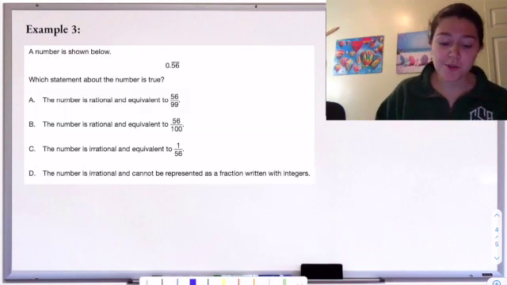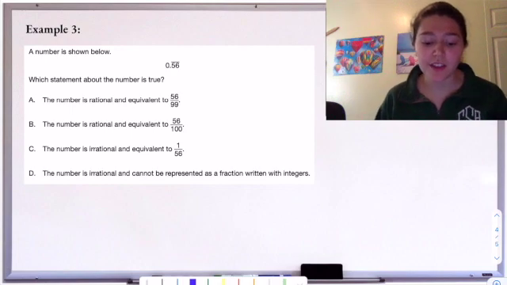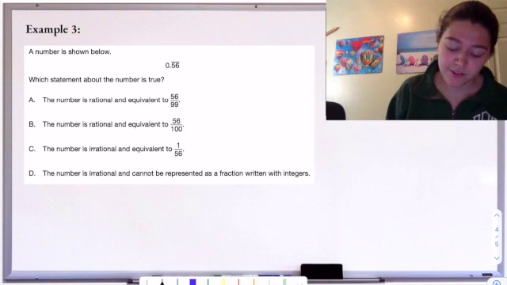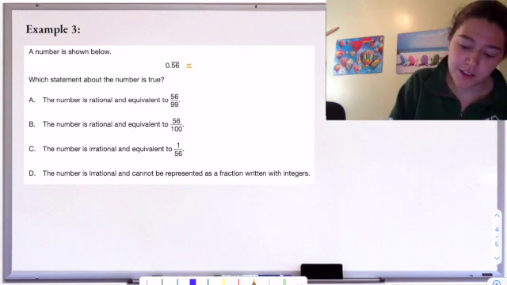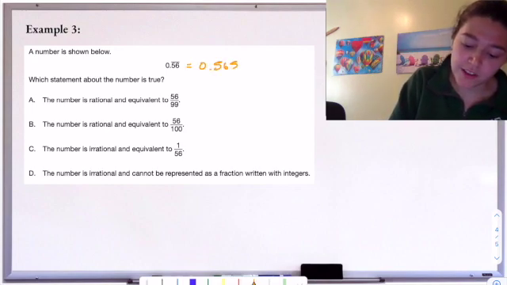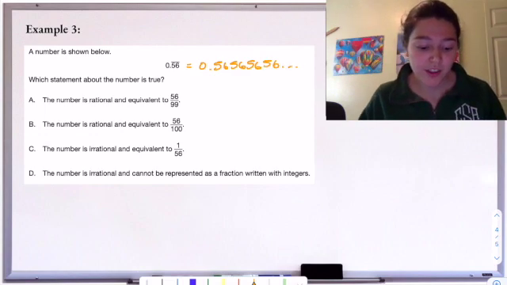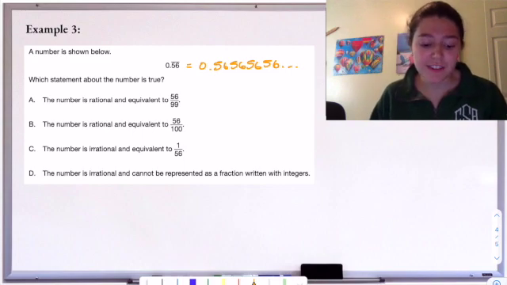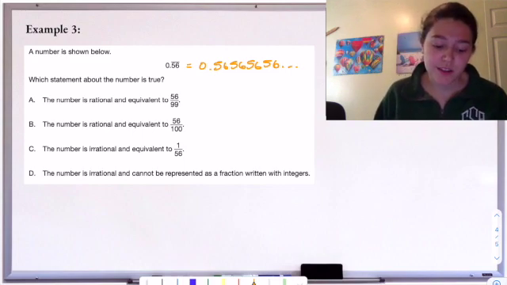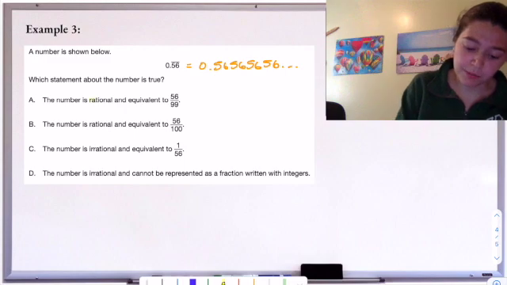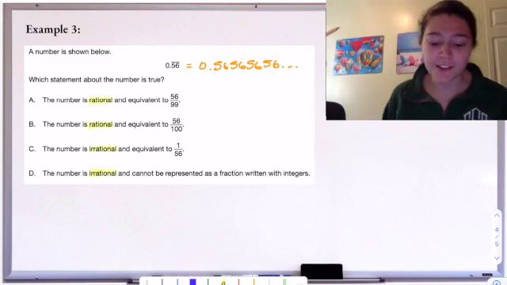All right, let's look at 2 more examples. So now we have a number shown below, 0.56 repeating. Right, so this number is like 0.56565656, and that's going on forever. So which of these statements is true? So let's first address this point. Is this number rational or is it irrational?